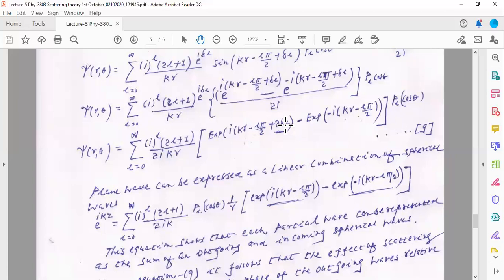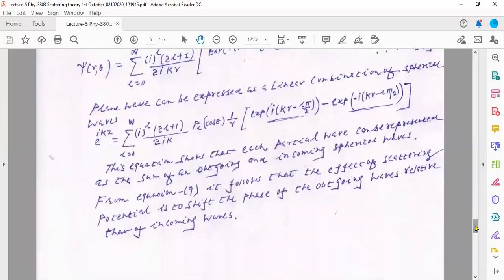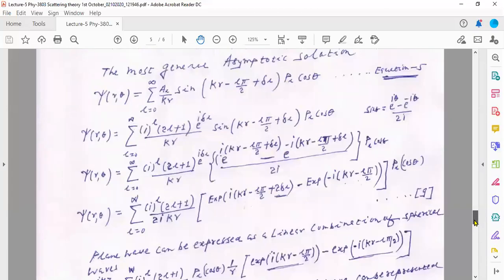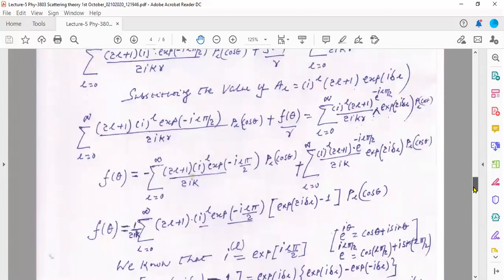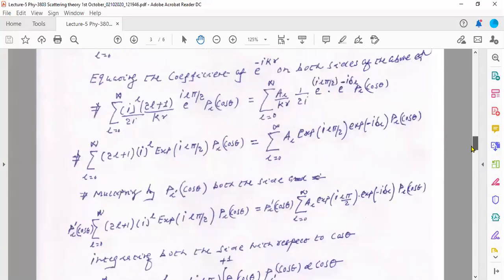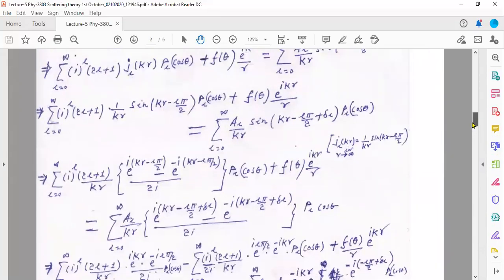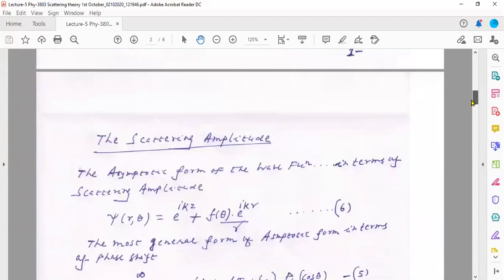So in the next lecture, we will find out the scattering cross section and total scattering cross section, and we will take several examples to find out the scattering cross section and scattering amplitude. We have followed the partial wave analysis and developed the expression for the scattering amplitude.